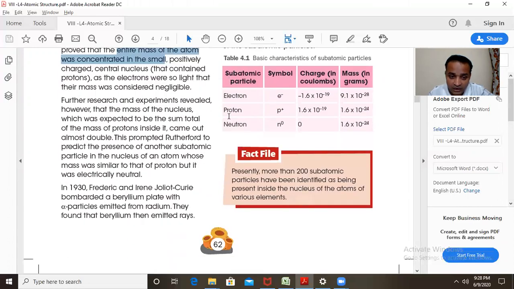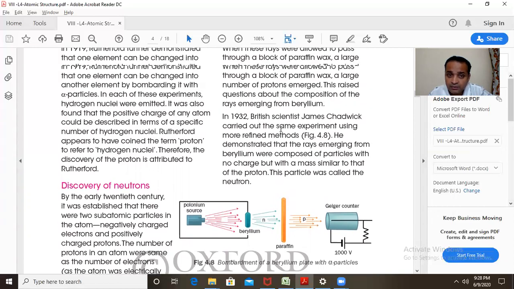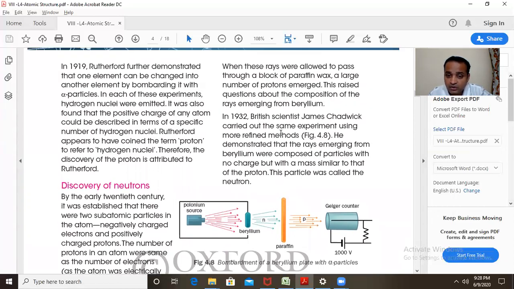And now they found that the beryllium plate again emitted some rays. These rays were bombarded on a paraffin, that is your wax, and they found that the block of paraffin gave out a large number of protons. Now it is very clear.